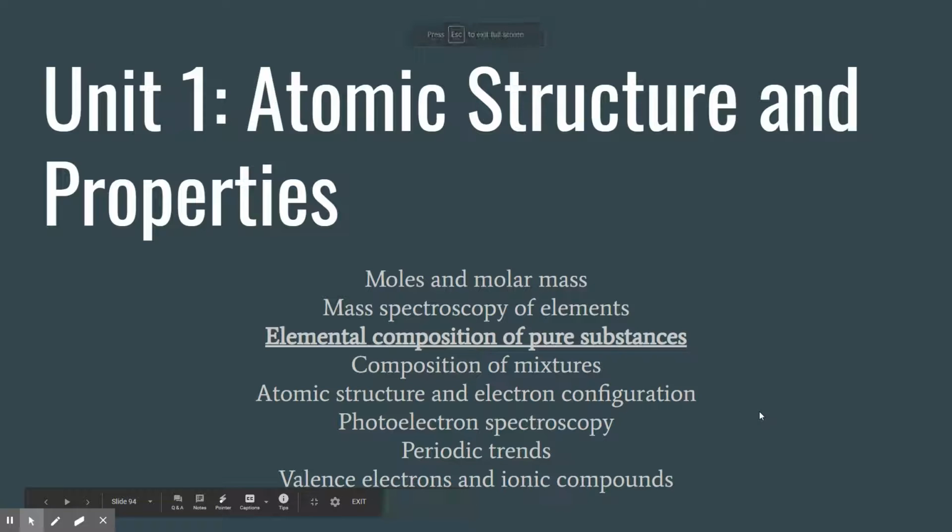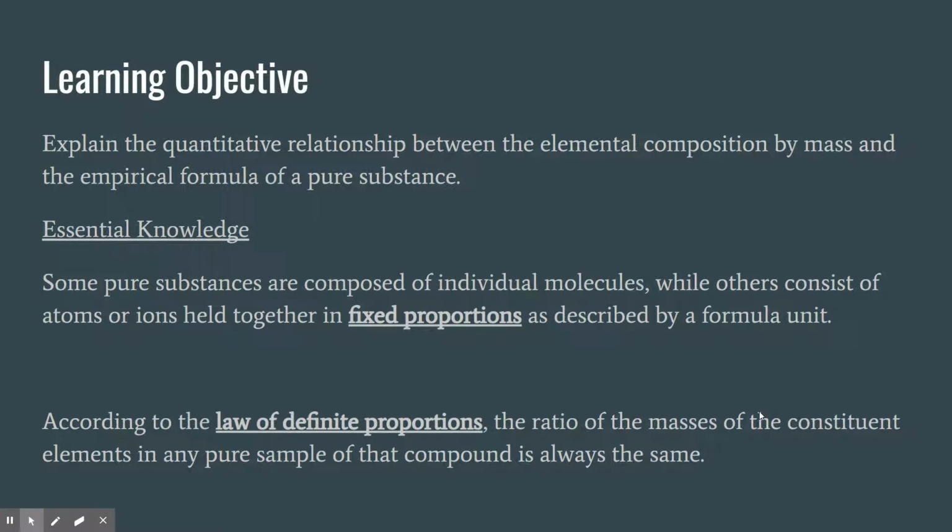Let's take a look at elemental composition of pure substances. So our ultimate goal is going to be to look at the relationship between elemental composition by mass and the empirical formula for a pure substance. But we're going to start by just defining a pure substance and percent composition. For this, there's two pieces of essential knowledge.